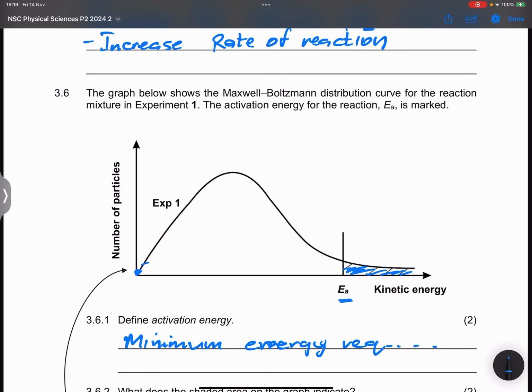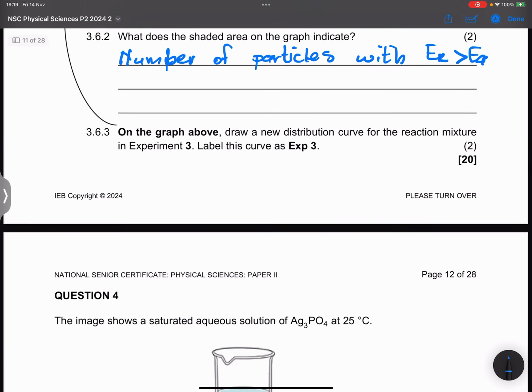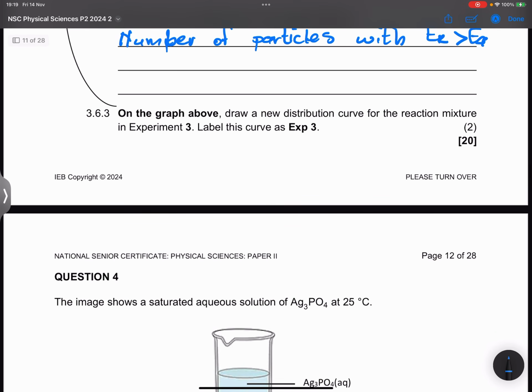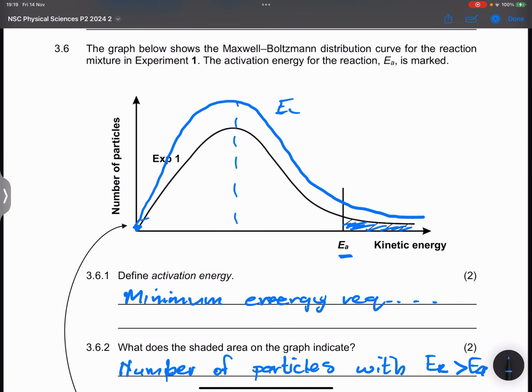Remember, this will result in a higher peak than the previous graph. The only reason for that is that the average kinetic energy is the same because the temperature is exactly the same. But because we've got a higher concentration of one of the reactants, we now have a greater number of particles present. And they said we should label it, so we must just label this as experiment 3.